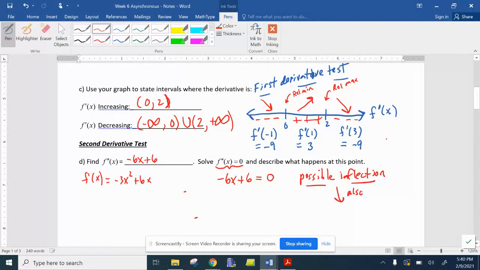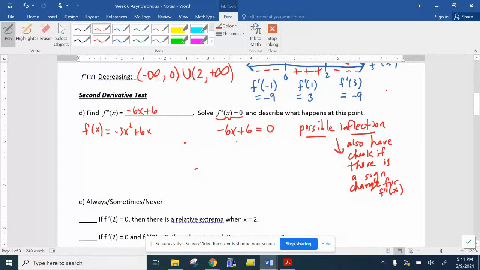We also have to check if there is a sign change for your second derivative. And if there's a sign change, then there is an inflection point. That means something changes, or the original function changes its shape, from either concave up to concave down or concave down to concave up.